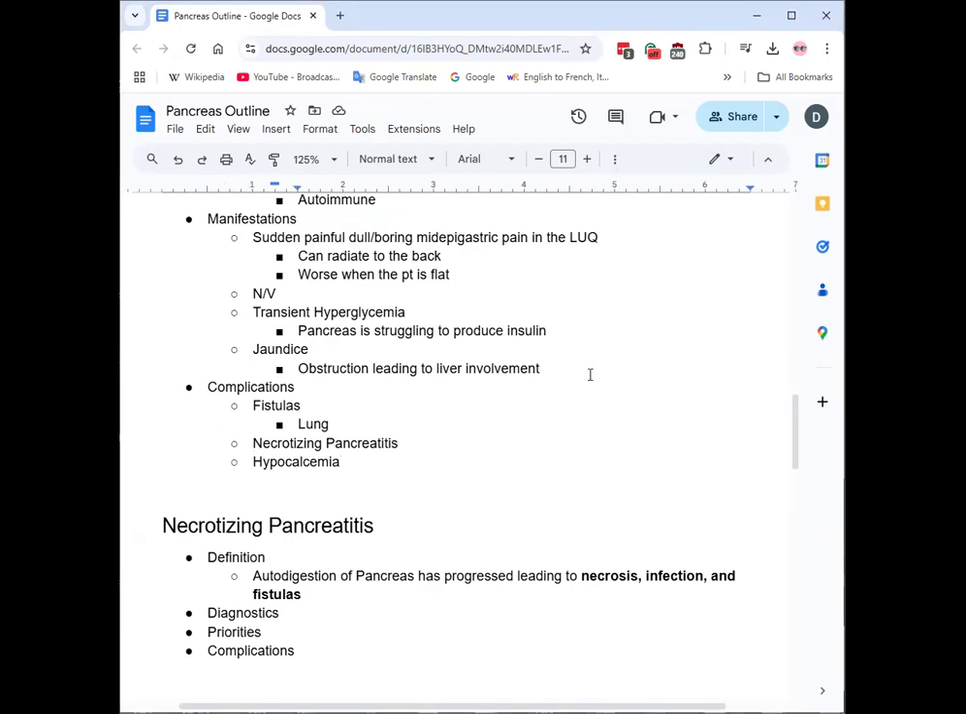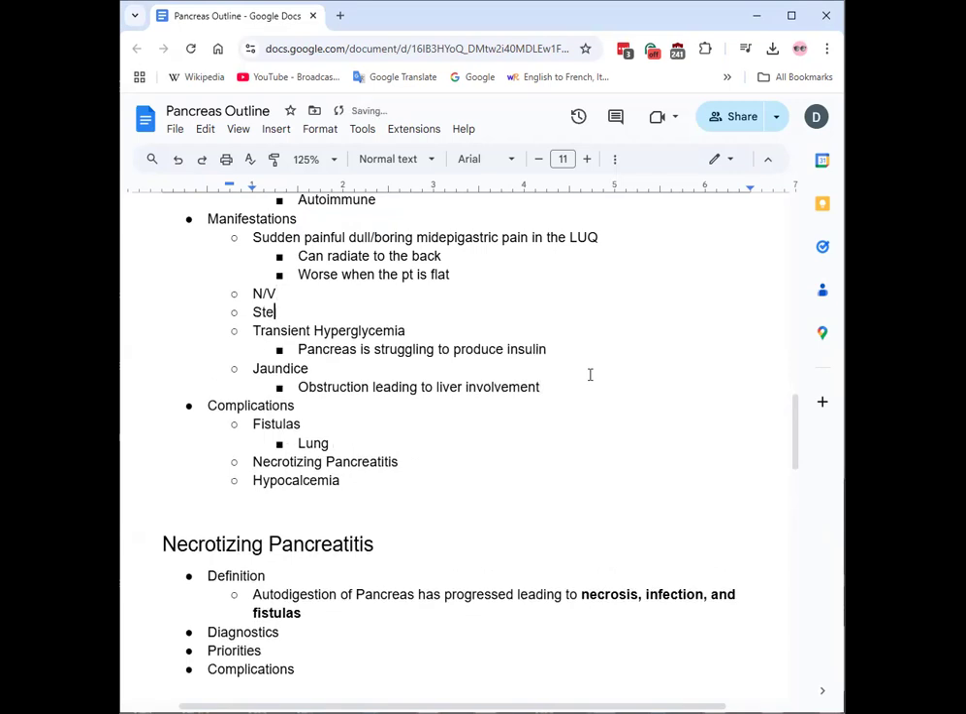So another thing we've mentioned, nausea, vomiting. Another one I don't think got mentioned would be the steatorrhea, because if you're having issues with production of lipase, which is one of the enzymes your pancreas makes, then you're also struggling to break down fats. So you have those clay-colored stools, the fatty, stinky stools.